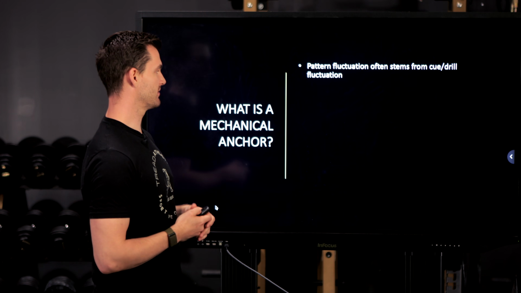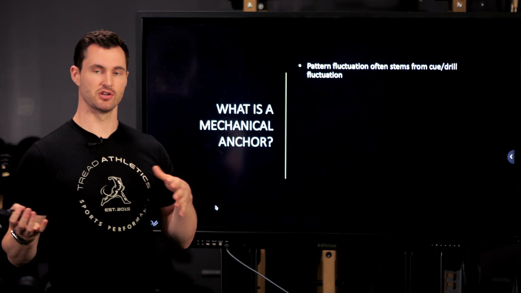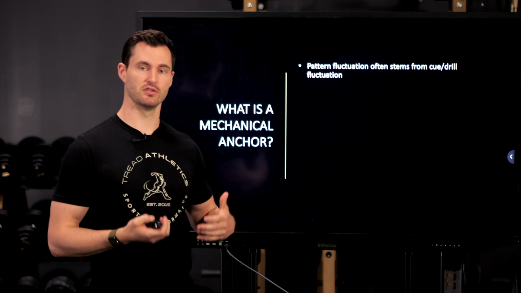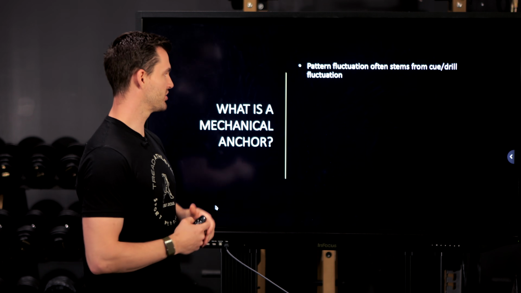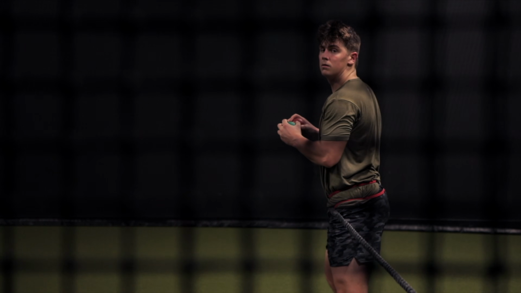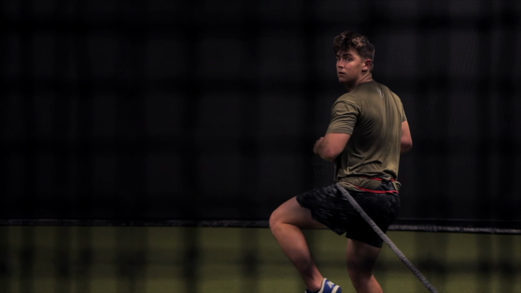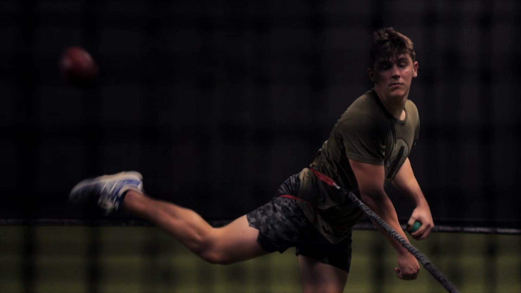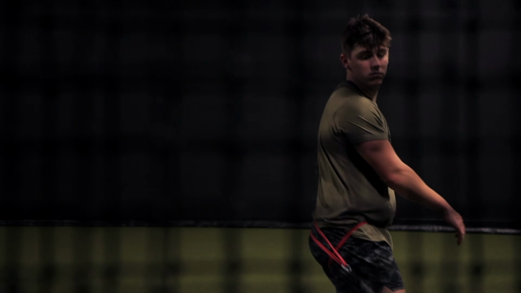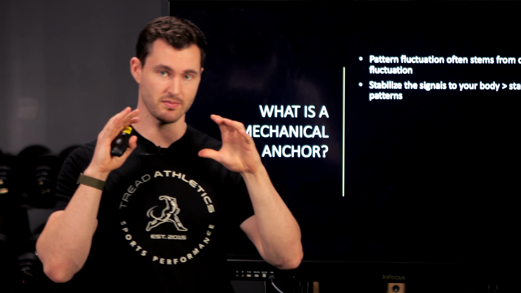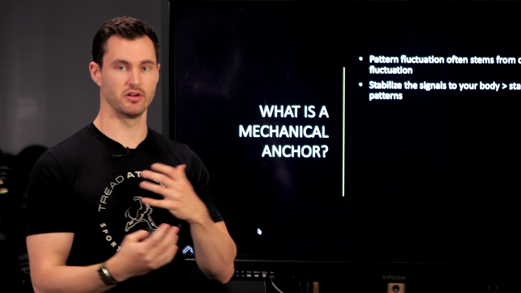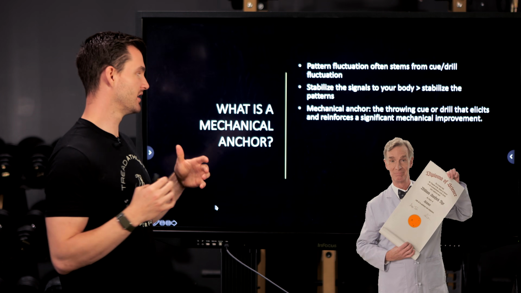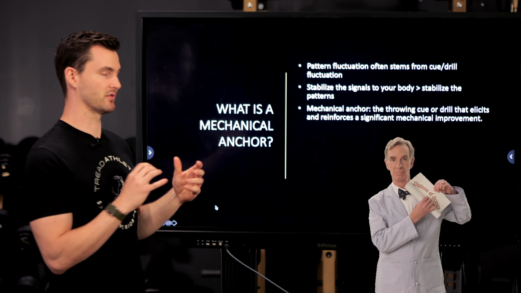So pattern fluctuation often stems from cue and drill fluctuation. So if we're changing the focus behind what we're doing, the cues behind how we're throwing, or we're changing the drill work that we're doing, we're changing all these variables, oftentimes linked to that is that your patterns are going to be fluctuating a ton too. So in order to stabilize the patterns, a lot of times you need to stabilize the signals you're giving to your body, which is the internal focus, and it's the different drill work and constraints that you're throwing on your body.